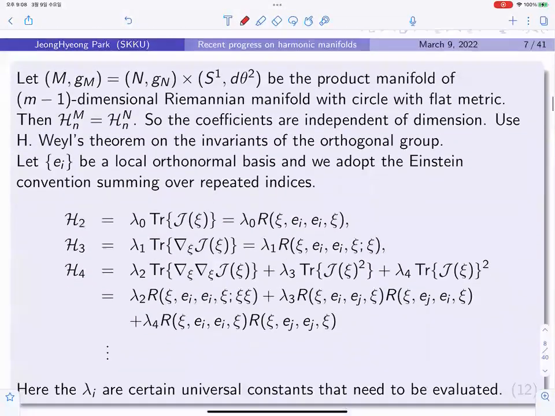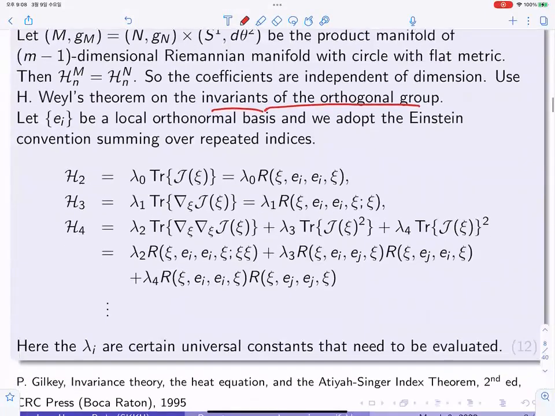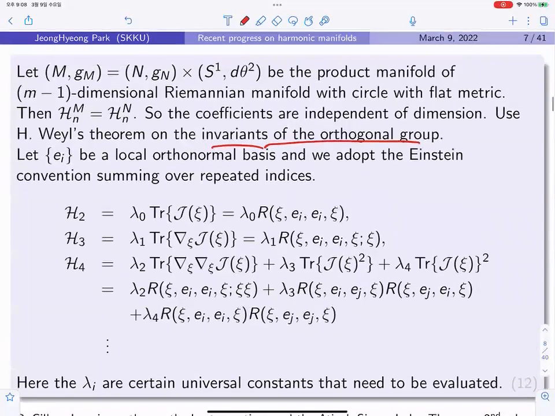Okay, so I would like to briefly explain how to get the coefficients. This comes from Hermann Weyl's theorem on the invariance of the orthogonal group. Let e_i be a local orthonormal basis, and we adopt the Einstein convention, summing over repeated indices. Then, using Peter Gilkey's heat trace asymptotic method, we can compute the lambda_i.